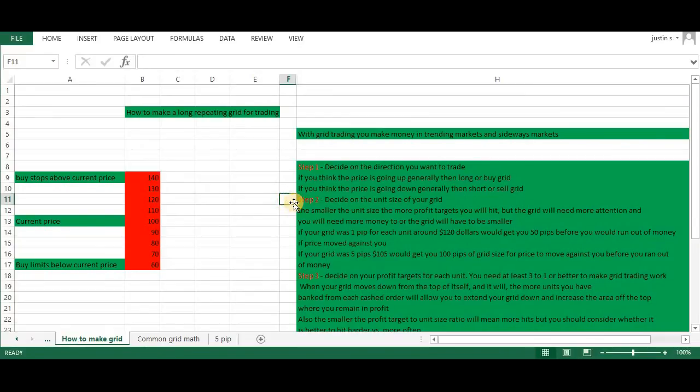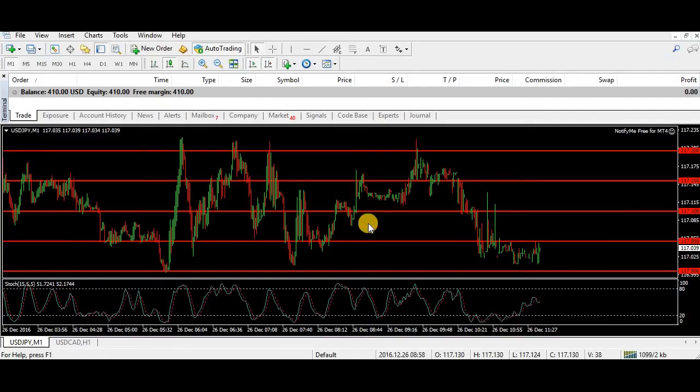So step 2 would be to decide on the unit size of your grid. The unit size is defined by the distance in pips between entry orders. So if your unit size was 1, you would have entry orders every single pip. 117.04, 117.05, 117.06, 117.02, 117.01. If your unit size was 5, you would have entry orders every 5 pips.